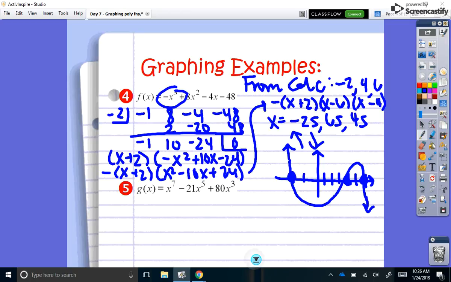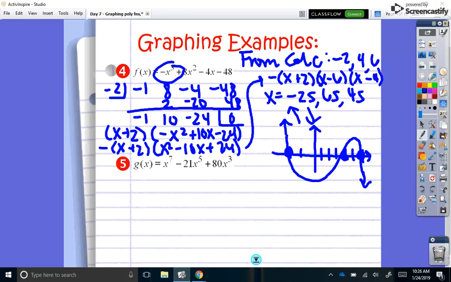If you watched me walk through that one, why don't you try to pause the video and do number 5 on your own, just to make sure you're able to find your solutions, and then graph. Okay, so here I'm going to take out an x squared, and I have x to the 4th minus 21x to the 3rd plus 80. So I actually took out the wrong thing here, sorry. Your GCF is x to the 3rd.